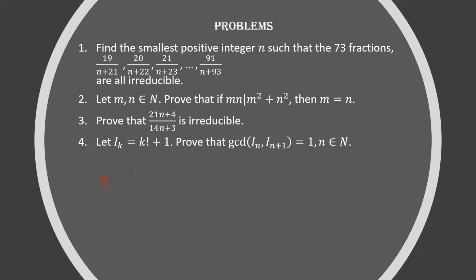For the second problem, prove that if mn divides m square plus n square, then you have to prove that m is equal to n. Now I'll assume that GCD, again I'm just using the same GCD techniques.